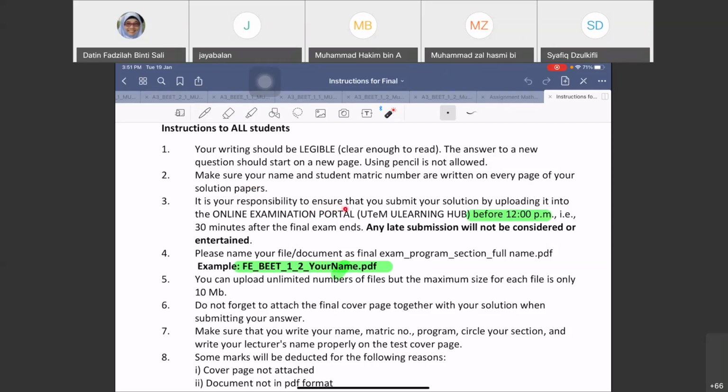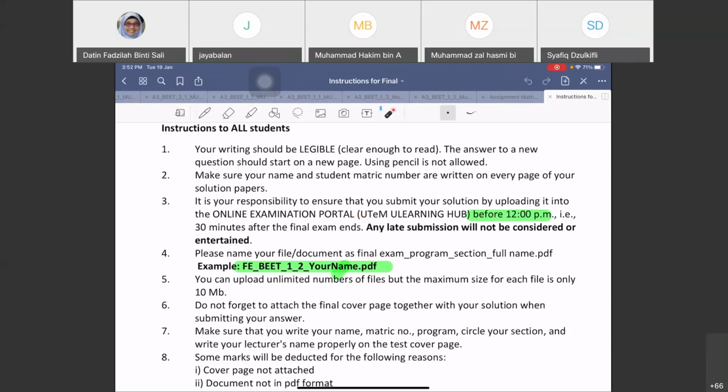So it is your responsibility to ensure that you submit your solution by uploading it into the online exam portal. I think it will be the same as your ULearn, where you download your question, and that is also the place where you upload your answer. It has to be in PDF also. And you must have a cover page. Later I'll show you. There's a cover page that I need you all to download from ULearn as well.